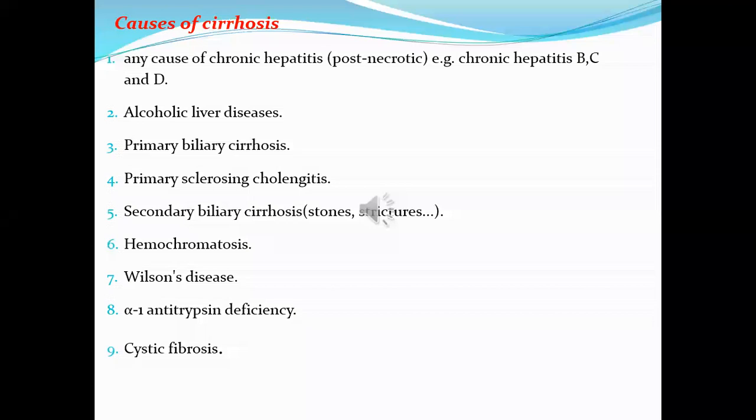Primary biliary cirrhosis is inflammation of the biliary system with cirrhosis. Secondary biliary cirrhosis is due to chronic obstruction of the biliary system by stones, stricture, or tumor inside the biliary system. Also hemochromatosis, Wilson disease, alpha-1 antitrypsin deficiency, and cystic fibrosis are very, very rare causes, including juvenile liver cirrhosis. So here the order of causes is from the common to the less common.